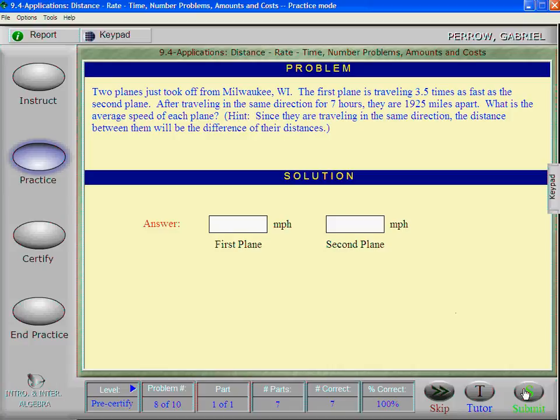Okay. Two planes just took off from Milwaukee, Wisconsin. The first plane is traveling 3 times as fast as the second plane. After traveling the same direction for 7 hours, they are 1,925 miles apart. What is the average speed of each plane? Hint, since they are traveling the same direction, the distance between them will be the difference of their distances.